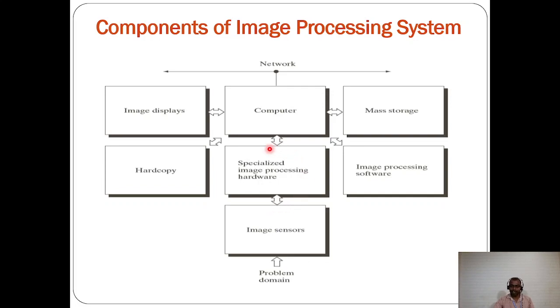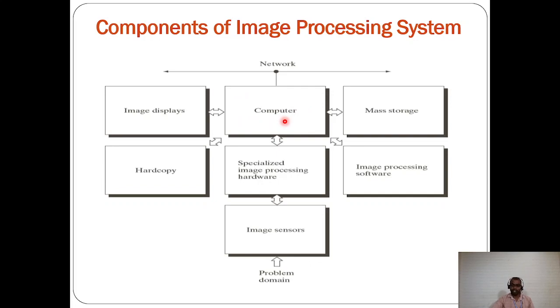The next one is specialized image processing hardware. Specialized image processing hardware consists of a digitizer plus some hardware components, so we can perform arithmetic operations and logical operations, everything. The next one is the computer. The computer is an image processing system. Based on your application, we can use different types of computers, from a normal PC to supercomputers.